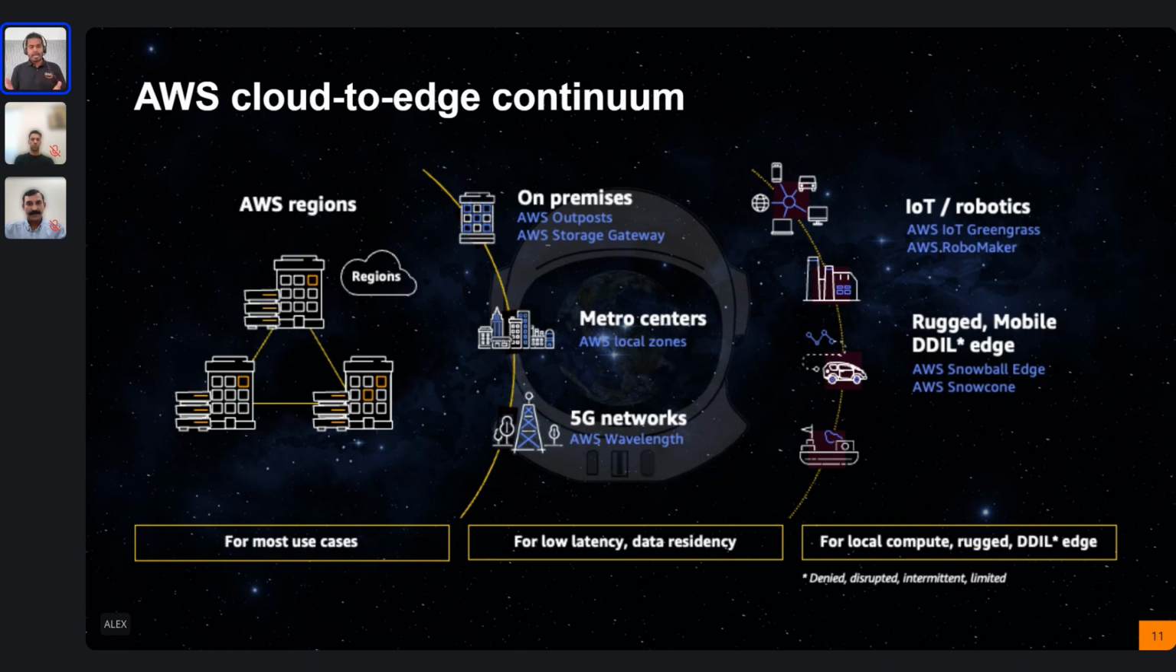So we started back in 2008, and our services were mostly located within regions with massive data centers, massive compute, storage, and database capacities, right? And customers were building their workloads in region. Even today, we advocate that any workload that can run in region should be run in region.